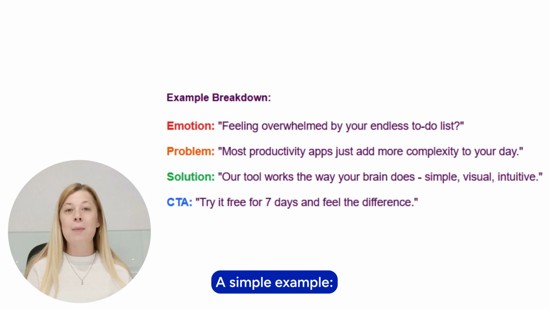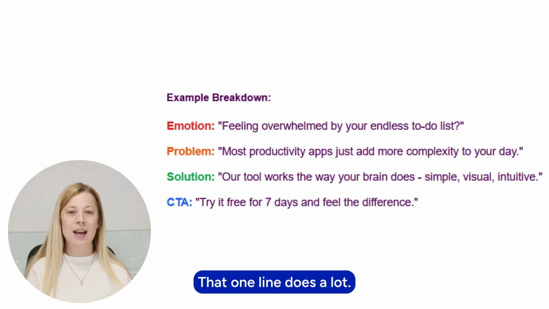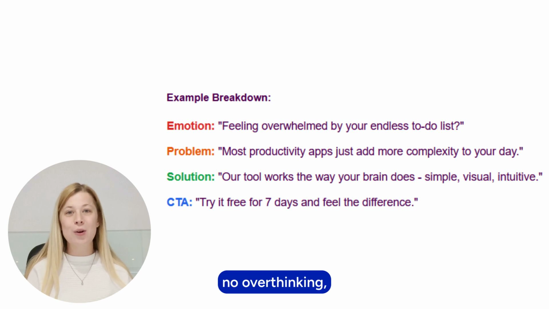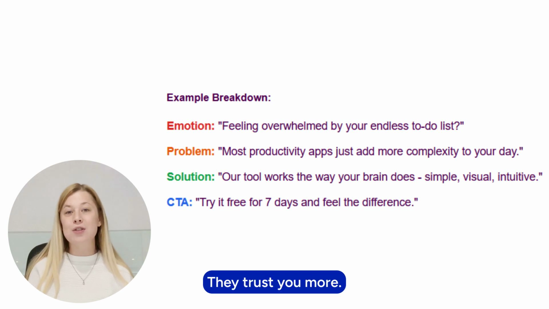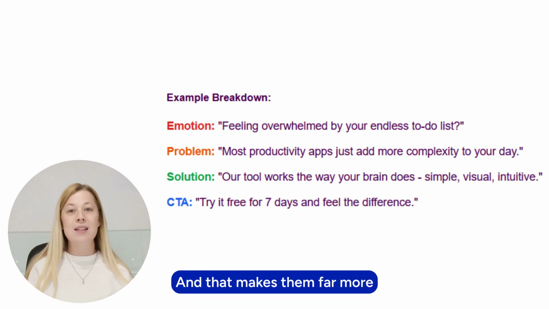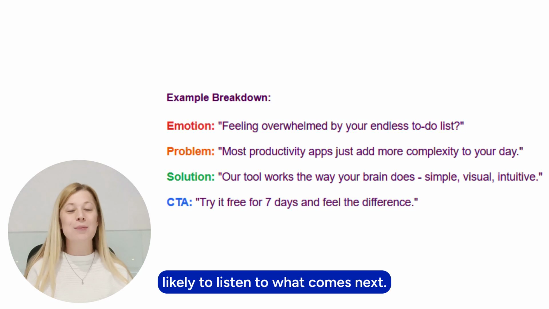A simple example: feeling overwhelmed by your endless to-do list? That one line does a lot. It names an emotional state in plain language. No jargon, no overthinking, just connection. When you begin this way, your audience feels seen. They trust you more. And that makes them far more likely to listen to what comes next.